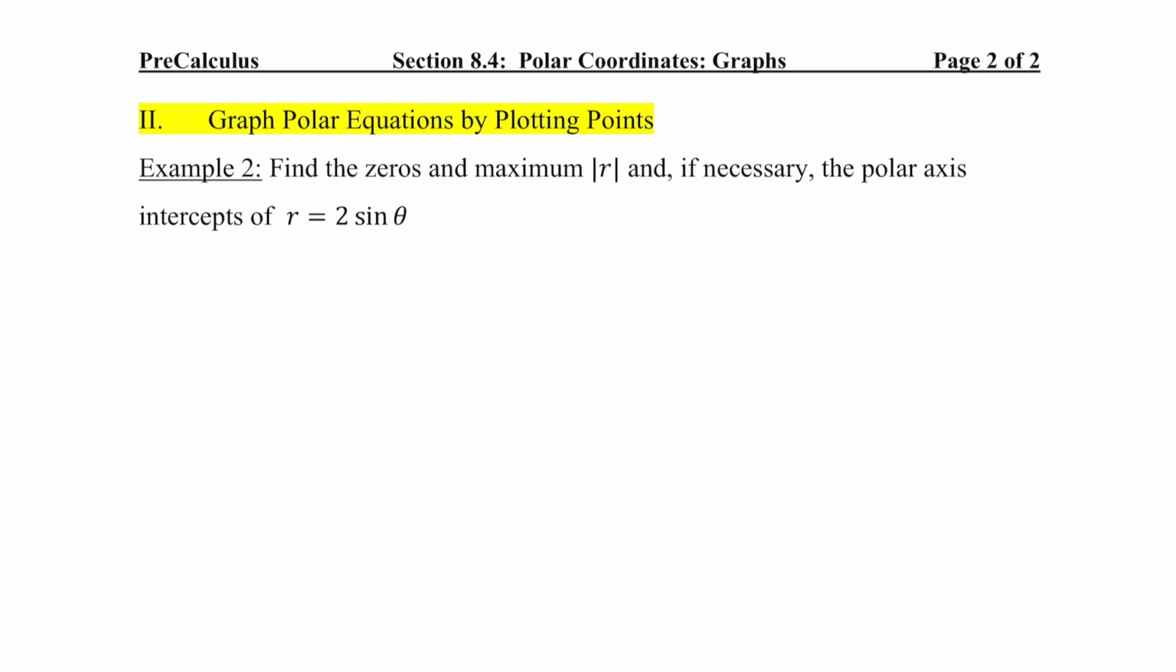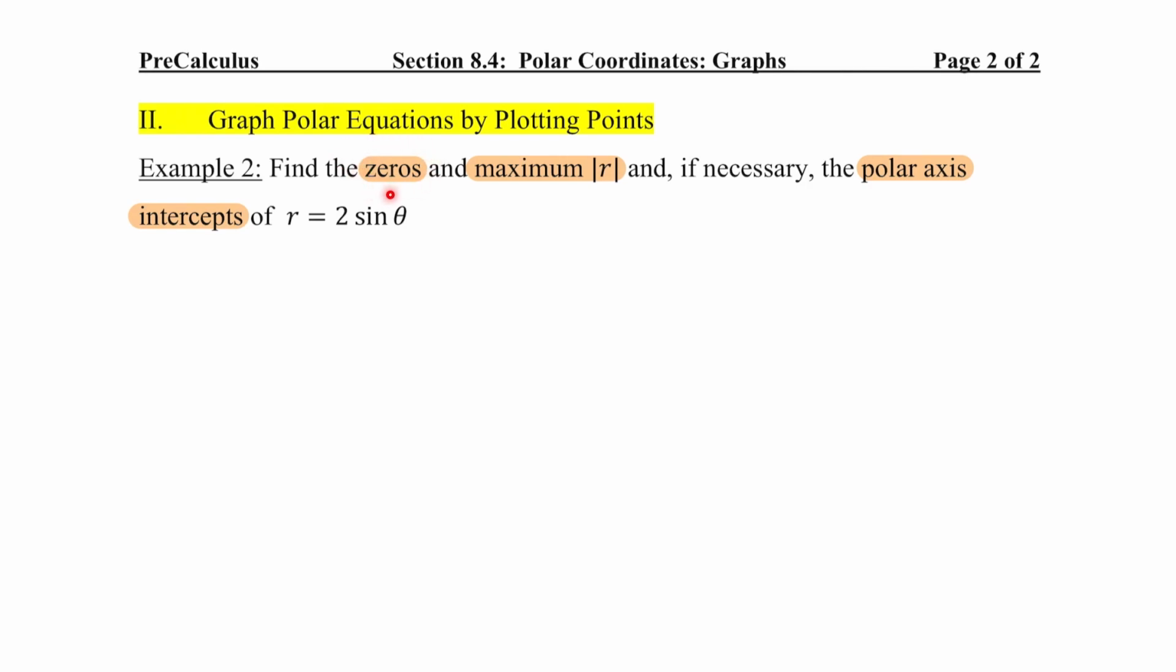Example 2. Find the zeros and maximum r, and if necessary, find the polar axis intercepts of the equation r equals 2 times sine of theta. They asked me to find the zeros, to find the maximum absolute value of r, and also to find the polar axis intercepts for this equation right here.